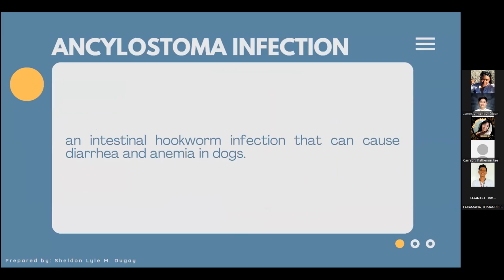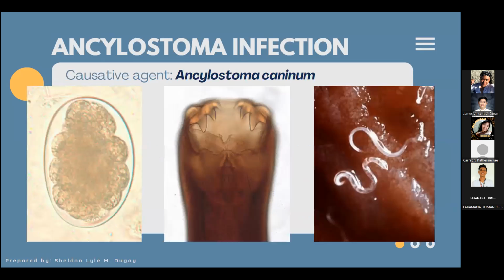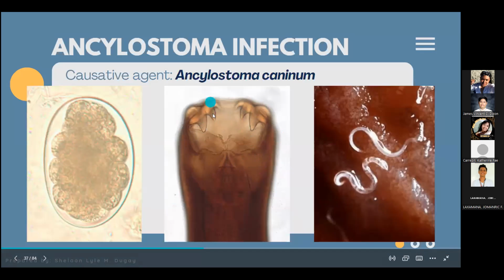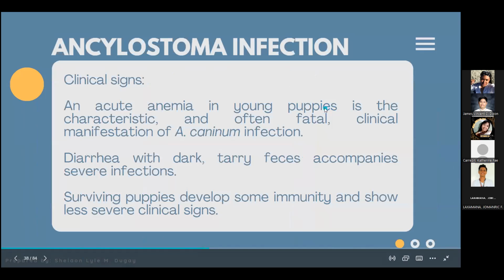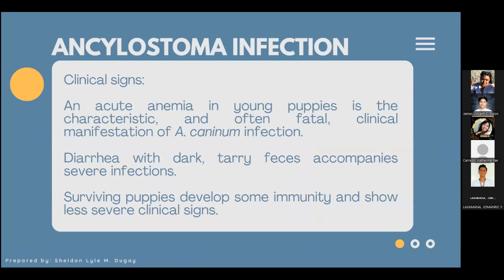So next is Ancylostoma infection, an intestinal hookworm infection that can cause diarrhea and anemia in dogs. So kung makikita nyo, ito yung mouth niya. So parang may hook siya or mga ngipin. Ayan. So yung causative agent niya is Ancylostoma caninum. Ito yung eggs. Tapos ito yung parang mouth niya. And then ganito siya kapag nasa intestine. Then Ancylostoma infection, clinical signs.